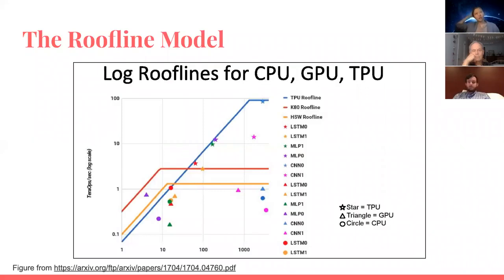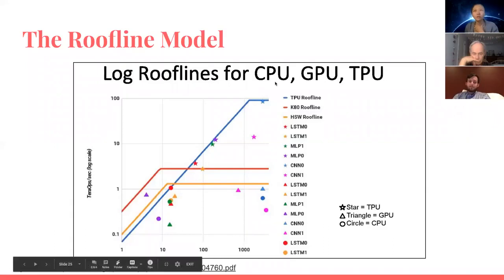So here is a roofline model that we see from the GPU paper, I believe, for CPU, GPU, and TPU. All these solid lines here are the hardware roofline.